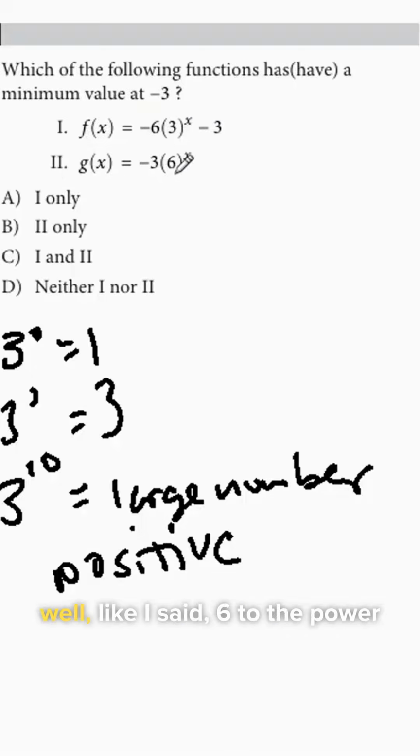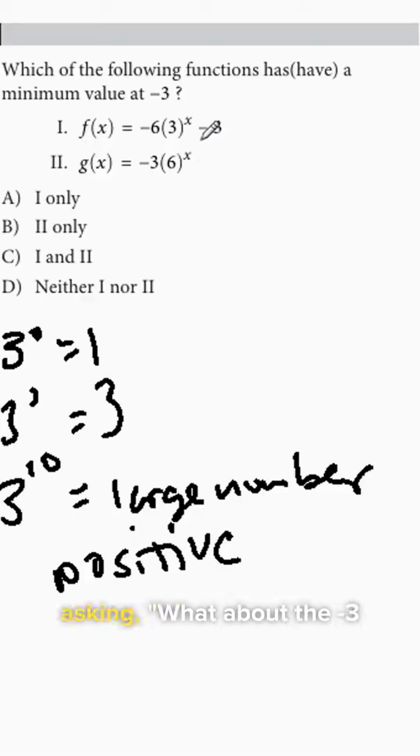And then for the second one as well, like I said, 6 to the power of x, no matter what x is, it's going to keep increasing this value here. But when you multiply it by -3, it will keep decreasing in value. It will become a negative value without stopping. So for the second one as well, it will not have a minimum value of -3.